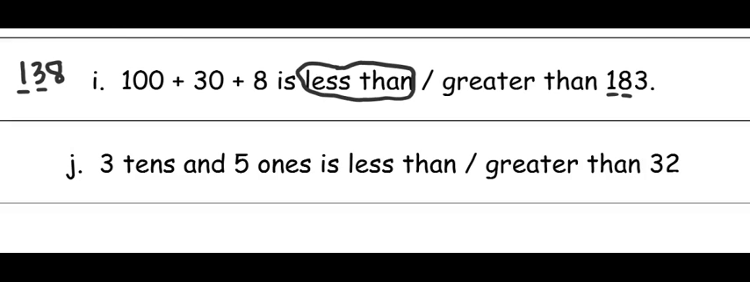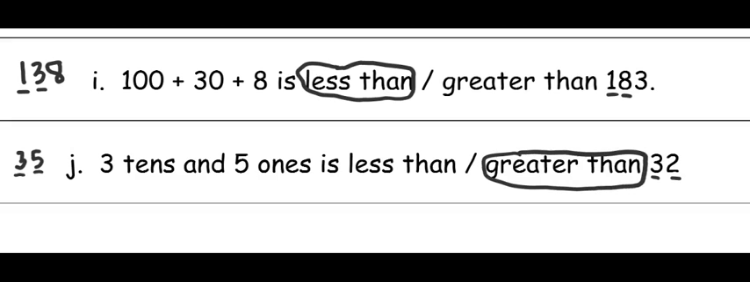And our last problem, problem J, says we're going to compare 3 tens and 5 ones to 32. So 3 tens and 5 ones is 35. I can start by comparing numbers in the tens place. They both have a 3 in the tens place. So now we'll move to the ones place. The first number has a 5. The second number has a 2. That means the first number is greater. So 3 tens and 5 ones is greater than 32. So you can see how important it is to pay attention to place value when we are comparing these numbers.